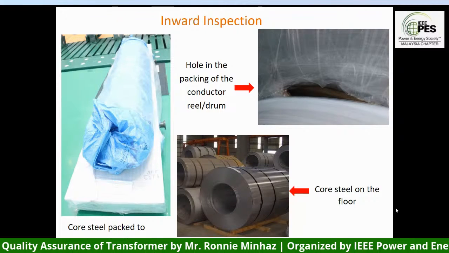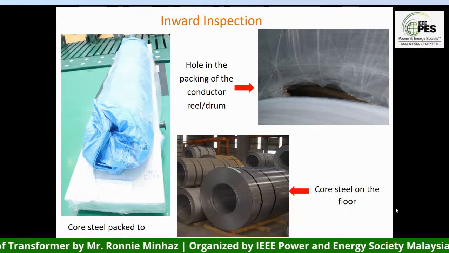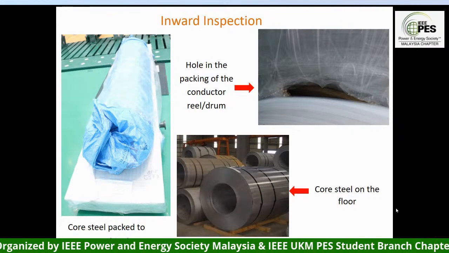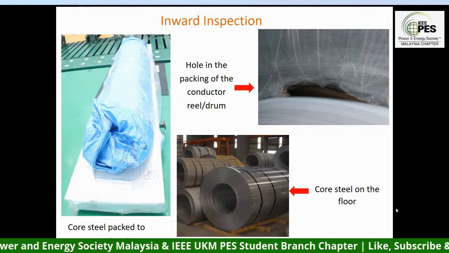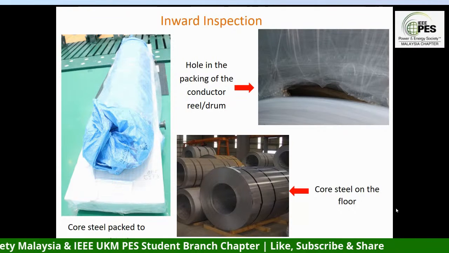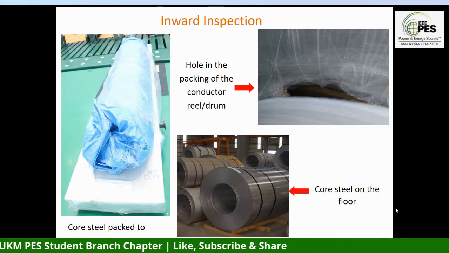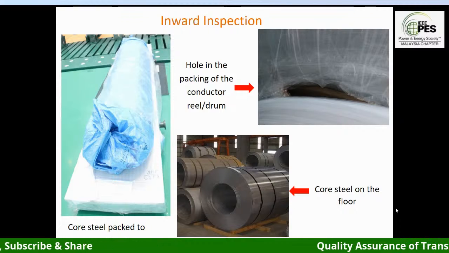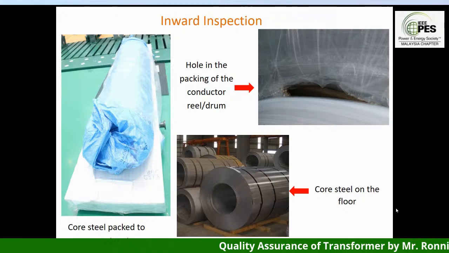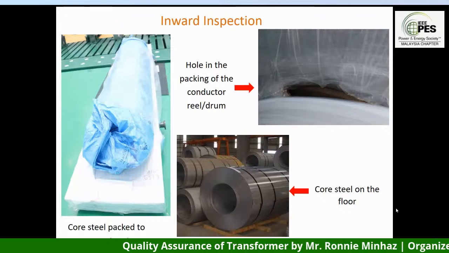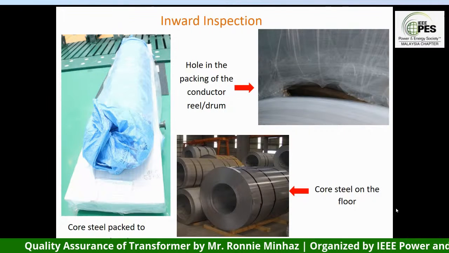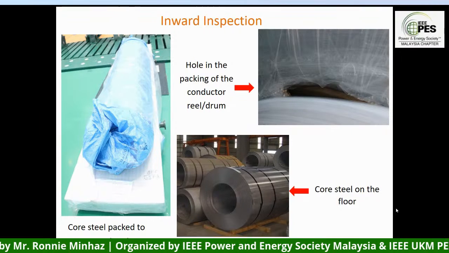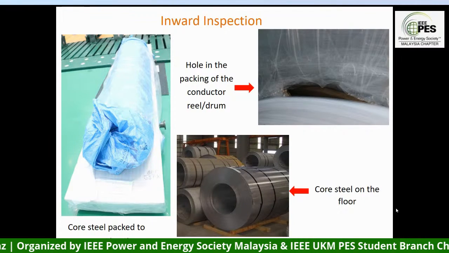If the steel is rusted, it will compromise the magnetic property of the steel inside the transformer. Now, in the top right-hand side picture, you have a hole. You see the hole in the conductor reel. If that reel is being shipped, and during that time the humidity is high, it will absorb moisture from the humidity. Not only that, it can pick up dust and metal particles during the shipping process. Not only that, if it rains, rainwater can get inside this reel through this hole and can compromise the quality of the conductor.